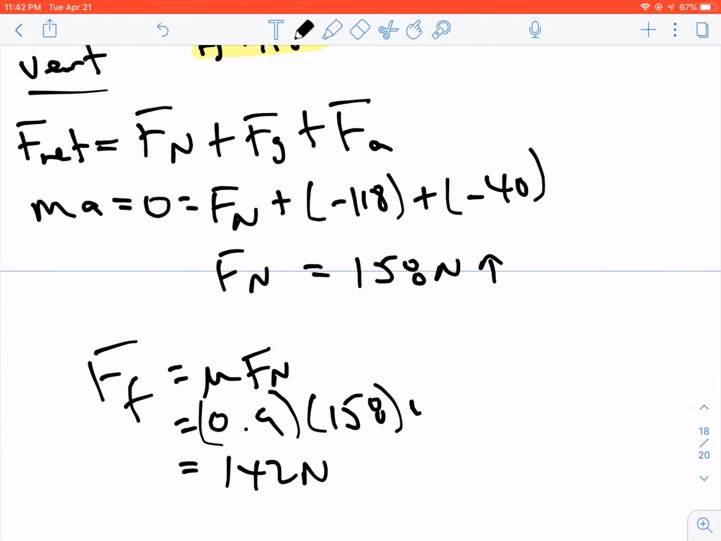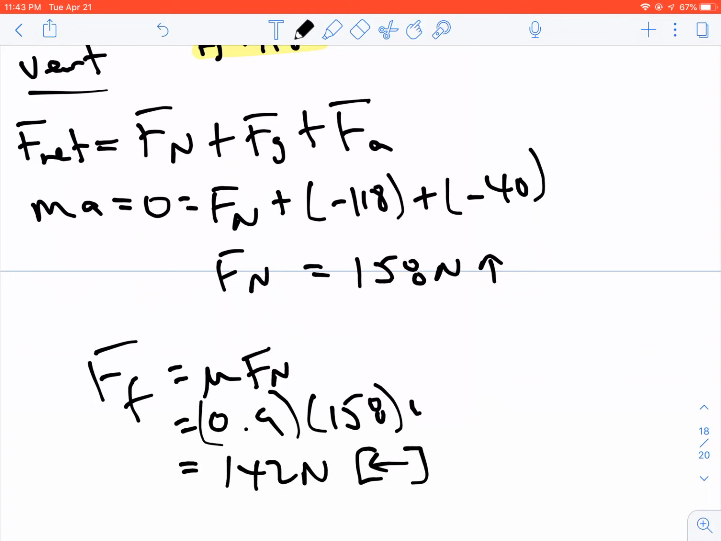Notice the direction here. This is a really important piece: the direction is in the opposite direction to the direction of motion. Again, pretend there was no friction here. I'm just pushing forward on it, so it's going to go forward. Now I add friction. Friction is working back.